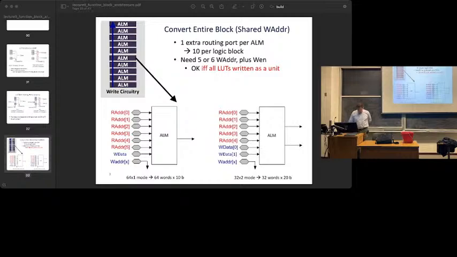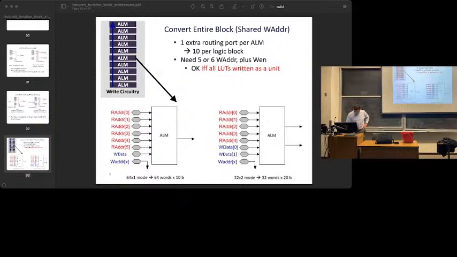So what I can do is basically, in the ALM, I have my 6 inputs that I'm going to use for the read address, and I'm going to have 1 bit for my write data that comes in, and I'm going to steal the last routing port to get 1 bit of the write address. And I can do that. I actually have 10 ALMs, so it's not a problem to steal 6 of these from 6 ALMs and get my whole write address data.